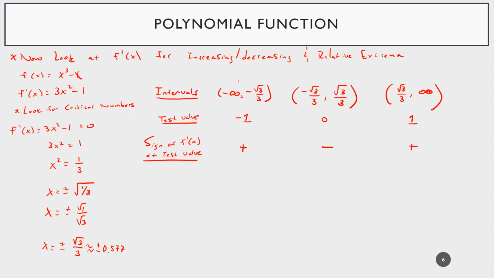So look, you can see it's increasing on this interval and this interval. So increasing on negative infinity to the negative square root of 3 over 3, and on square root of 3 over 3 to infinity. And then it's decreasing on this middle interval, negative the square root of 3 over 3 to the square root of 3 over 3.